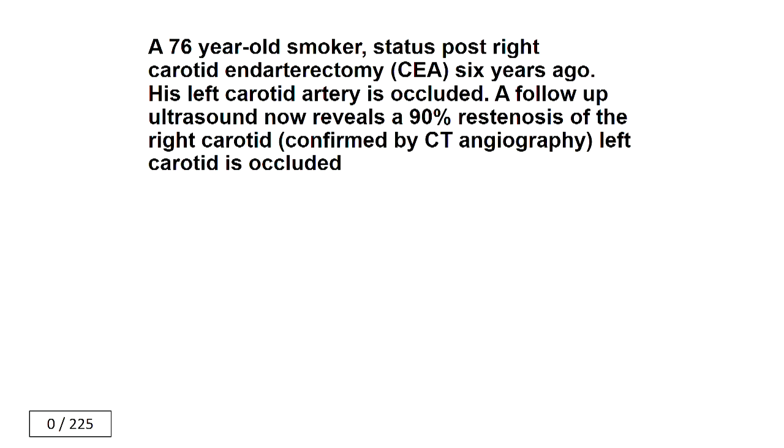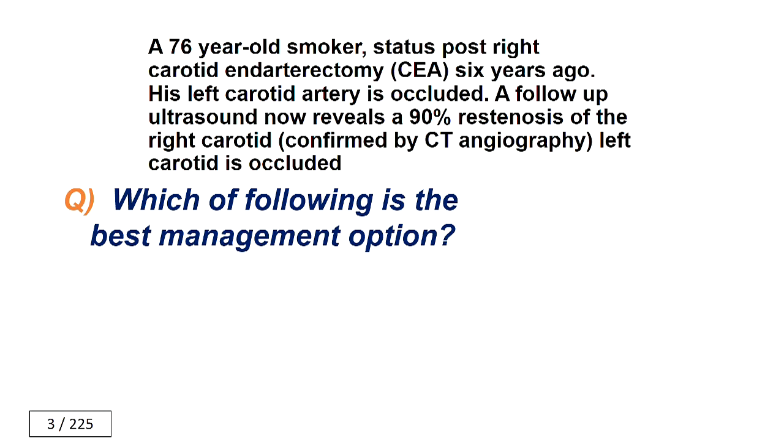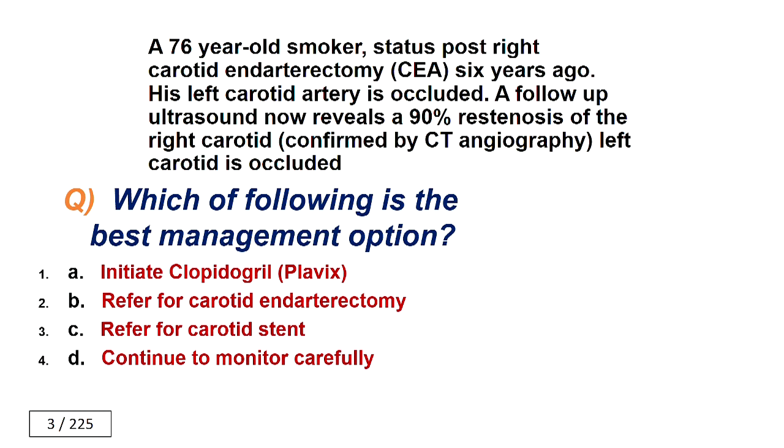Okay. A 76-year-old smoker, status post right carotid endarterectomy 6 years ago. The left carotid is occluded. A follow-up ultrasound now reveals a 90% restenosis of the right, confirmed by CT angiography. The left carotid remains occluded. Which of the following is the best management option?